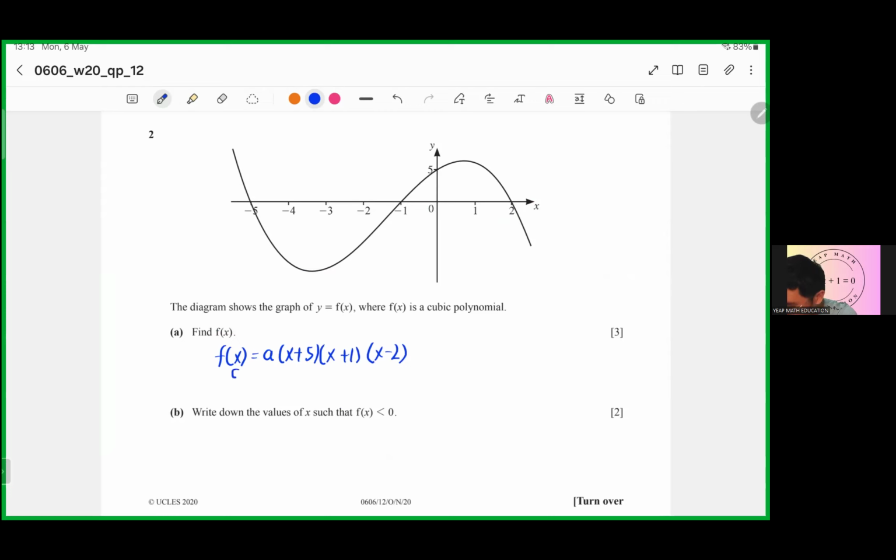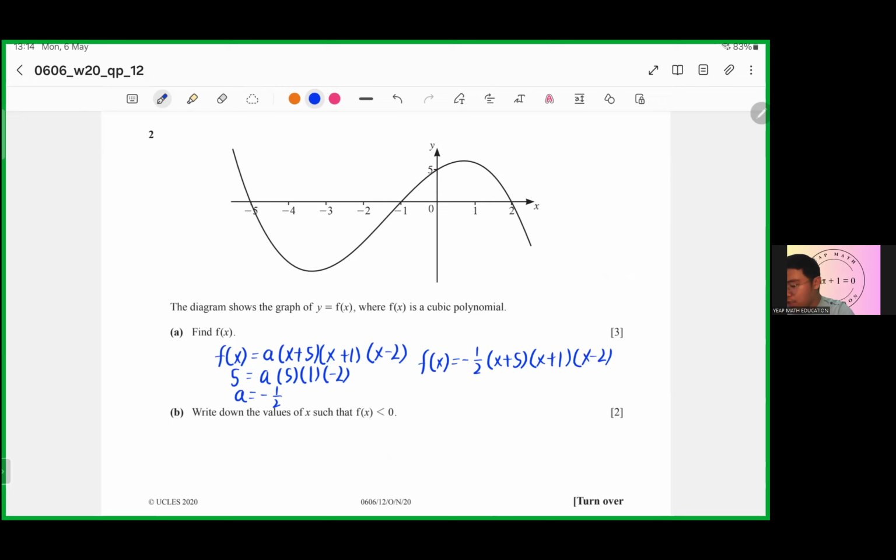5 equals a times 5, 1, negative 2. Let's see what the value of a is. It is negative 1 over 2. So our cubic function is f(x) equals negative 1 over 2 times (x plus 5)(x plus 1)(x minus 2).